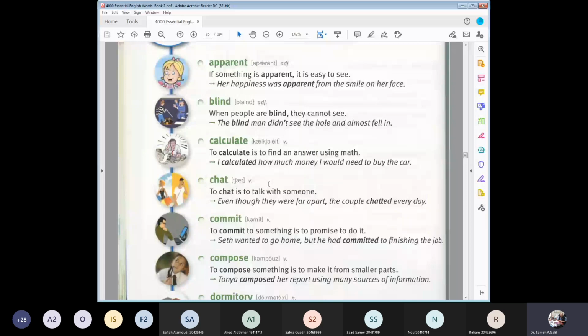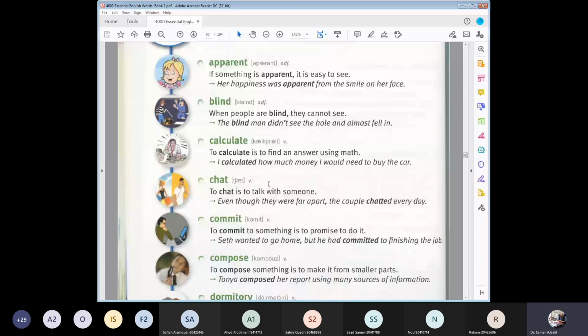So you have the word apparent, and you have an example. What is interesting is that you have the meaning and also the example. If something is apparent, it is easy to see. So apparent is more or less like obvious, more or less like clear. And the example: her happiness was apparent from the smile on her face. So she was smiling, which is an indication that she was happy. It was apparent that she was happy. It was obvious, it was clear that she was happy.